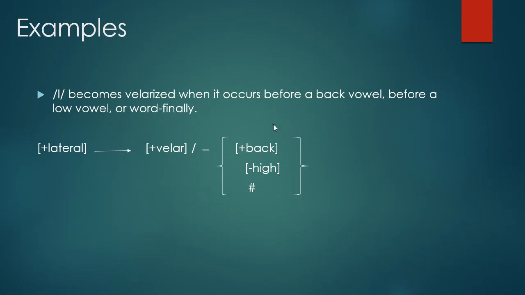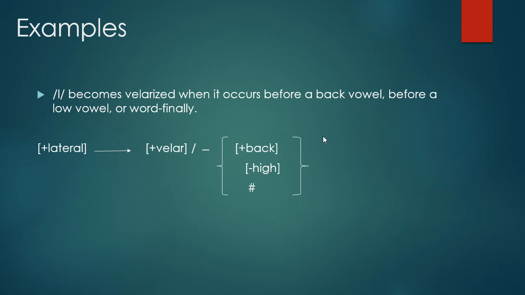Before a back vowel. Back vowels are represented with the technical name plus back, remember that, plus back. Before a low vowel is minus high, remember, low vowels are represented with the term minus high, please remember that. Or word finally, which is represented with a double cross, this means word finally. So what I have done is to represent this set of words, which is a phonological rule, using these symbols.